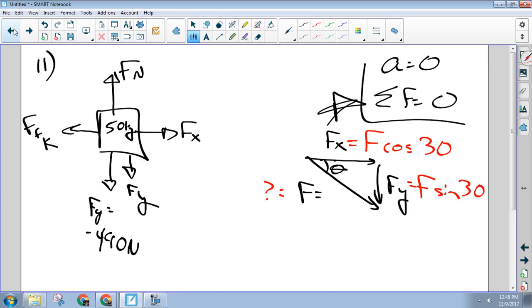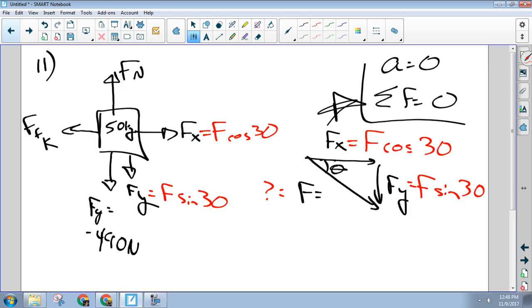All right, is everybody good with what I did over here? Let's pretend we knew what F was. That would mean our Fx would be F times the cosine of 30, and our Fy would be F times the sine of 30. Now, if I knew those values, what would be my next step?